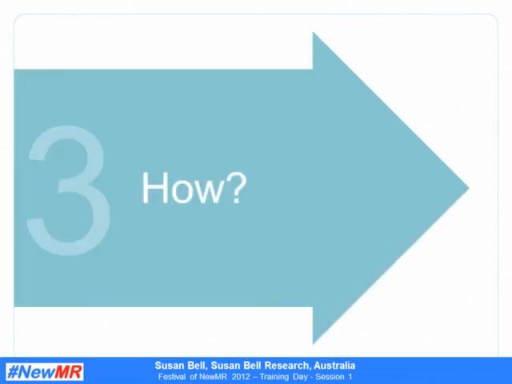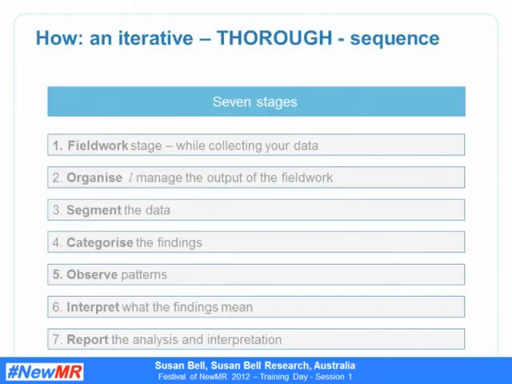So how do we go about doing it? What we do is go through what I've got here, a sequence, which I've also described as an iterative and thorough sequence. There are 7 stages to this, and I'll just quickly go through them, and I'm going to come back to them. First of all, we all know, if we've done any qual at all, that you start to analyse during fieldwork. Some people say they analyse before fieldwork. I don't really think that's true. I think you might start to think about it, but don't really start to analyse because you haven't got any data. But you certainly are likely to analyse during fieldwork.